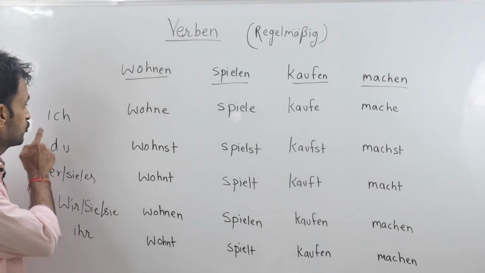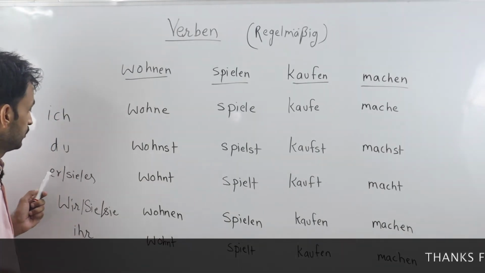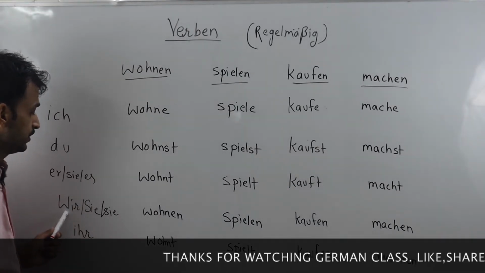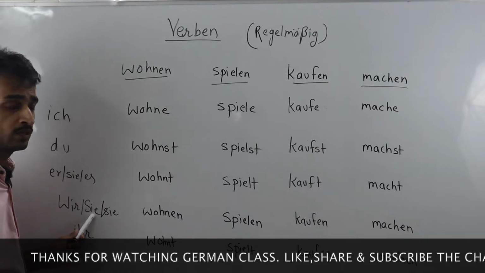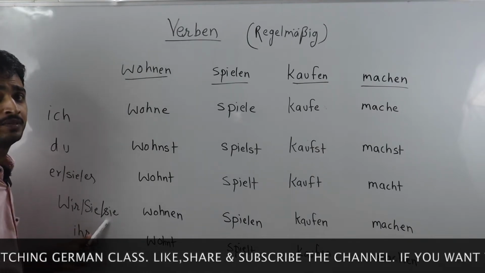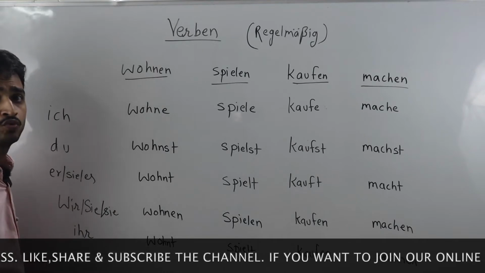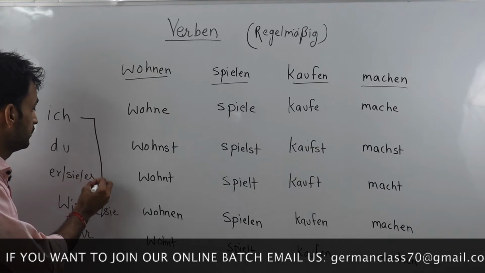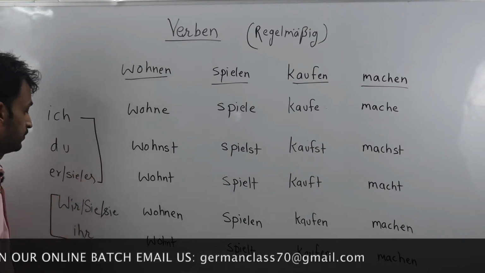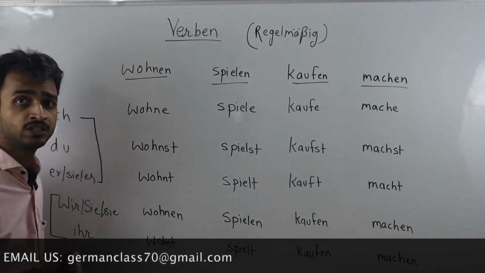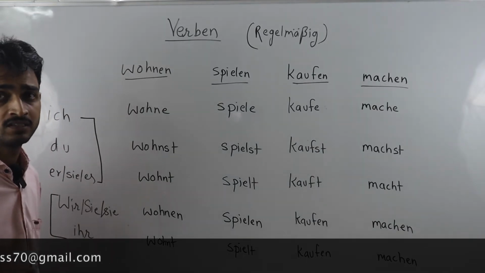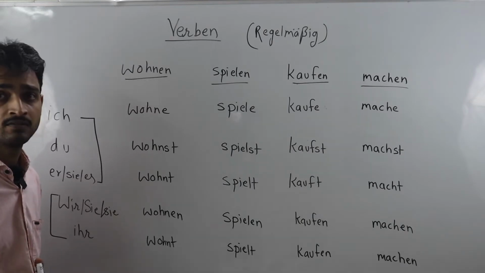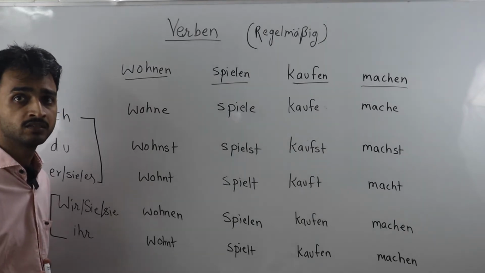These are the subjects. First person ich, second person du, third person er, sie, es, and this is plural. Wir means we, capital Sie means you, formal, and this is small sie, it means they, and ihr means you all. Once again, these are singular and these are plural. Subject: we need a subject when we make a sentence. Without a subject, the sentence is incomplete, so we must have a subject while making the sentence.